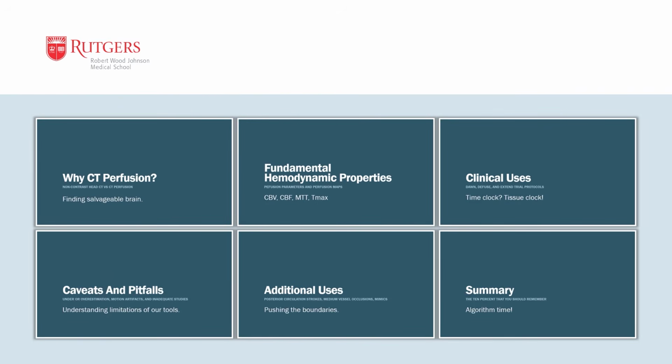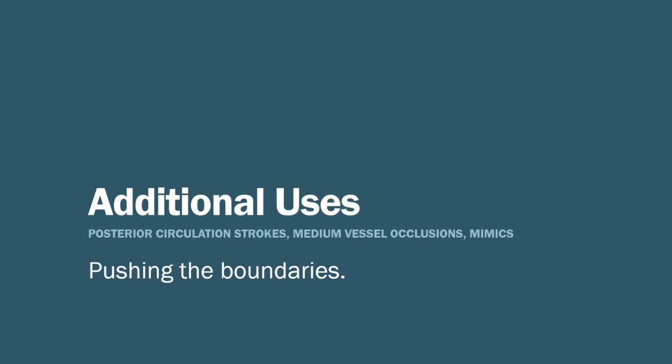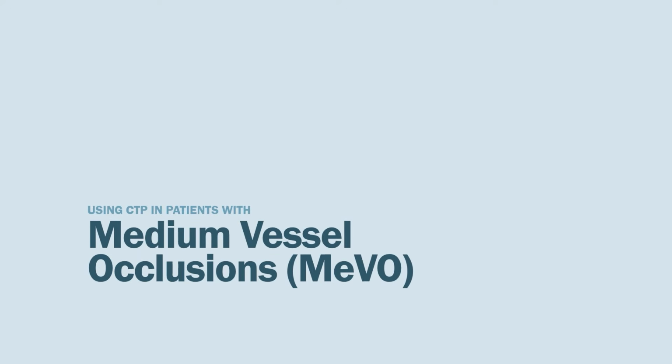Okay, those were the basics. Modern automated CT perfusion algorithms were designed for practicality, but you can always extract more information when you know where to look. The best evidence for the use of CT perfusion in the treatment of acute ischemic stroke exists for large vessel occlusion. But what about medium vessel occlusions?